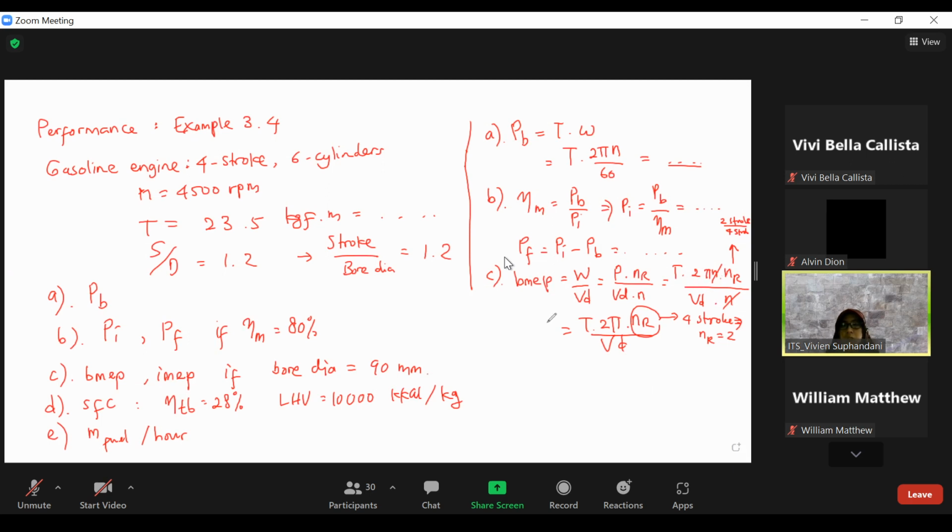All right. So now we can find the volume. Do we need the volume? We know the bore diameter. So the volume here will be the stroke volume. So that will be quarter pi d, the bore diameter, squared times the stroke.